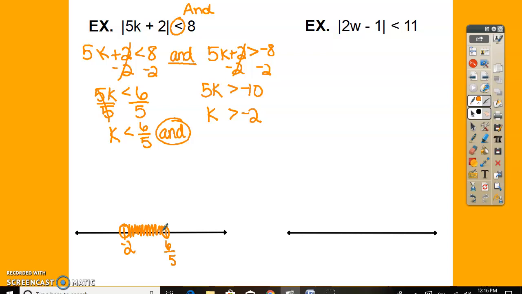Okay. Next example, we have 2w minus 1 inside the absolute value is less than 11. Okay. Again, it's a less than sign, so this is an "and" statement. So our inequalities split into 2w minus 1 is less than 11, and 2w minus 1 is greater than negative 11. Okay, so the second inequality, remember you're flipping the inequality sign and the sign on the number. Now you're just solving them both. So I'm adding 1.